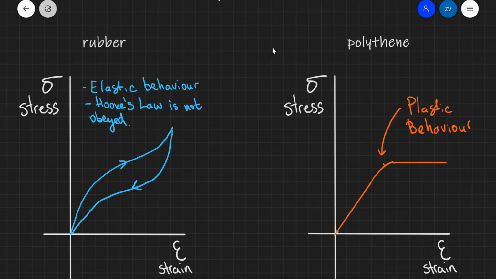In terms of polyethene, which is an example of a polymeric material which exhibits plastic behavior, the stress and strain graph initially starts being proportional, and some of them may initially obey Hooke's law. However, quickly you reach a point at which plastic behavior occurs and the material no longer will return to its original shape after the applied force has been removed.